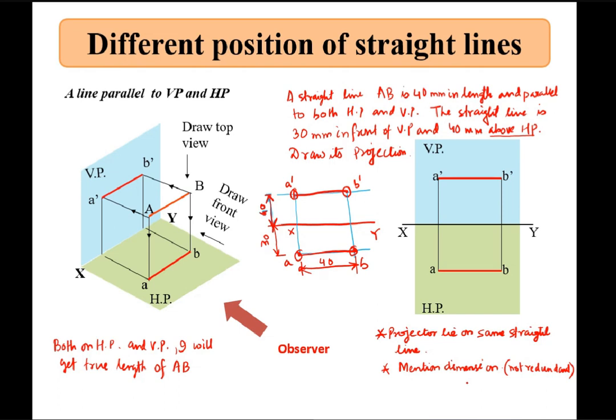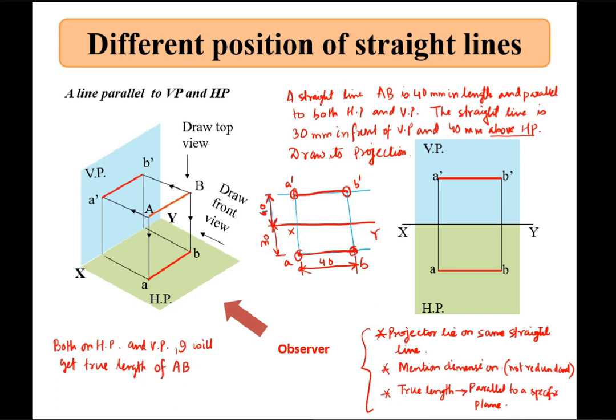The third one, which will come in the coming slides also: the true length of the straight line, where will you get it? If the straight line is parallel to a specific reference plane, you will get the true length in that reference plane. In the present case, the line is parallel to the vertical plane and also parallel to the horizontal plane. Clear? So in both the top view as well as the front view, because the line is parallel to both the planes, A dash B dash is the true length and AB is also the true length.